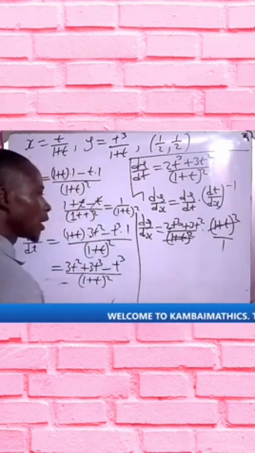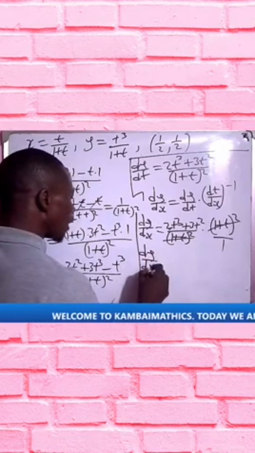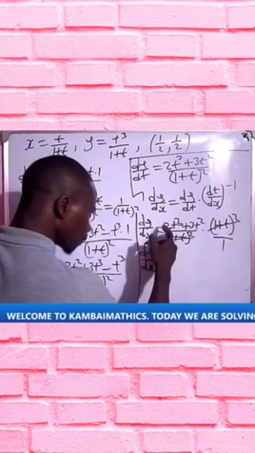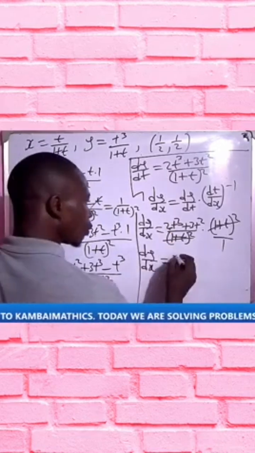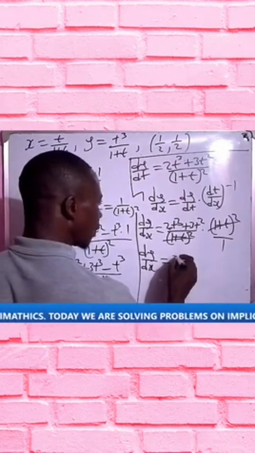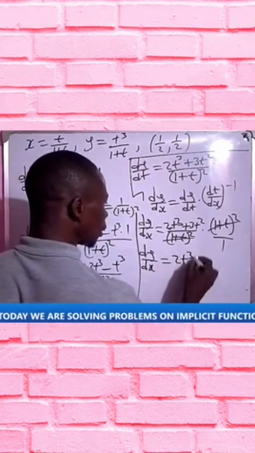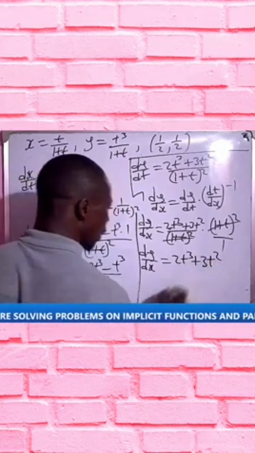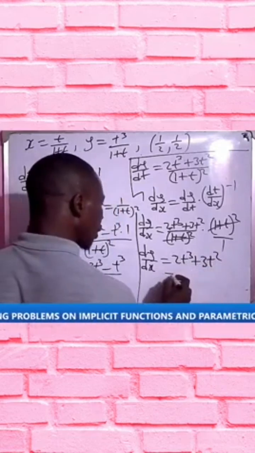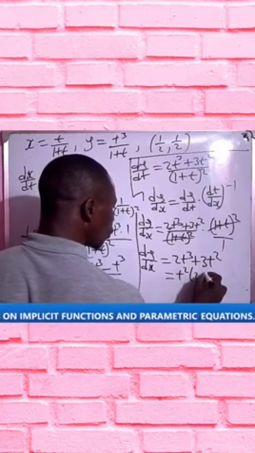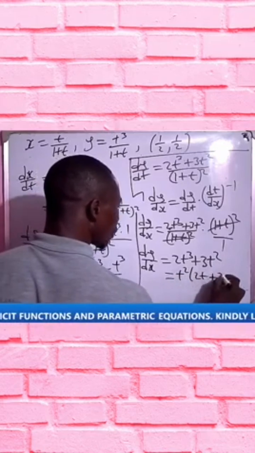So when you kick out that one, it means that our dy over dx will equal, this will give us the same thing as 2t raised to the power of 3 and then plus 3t square, which we can factor out and have as t square in bracket 2t plus 3, close the bracket.